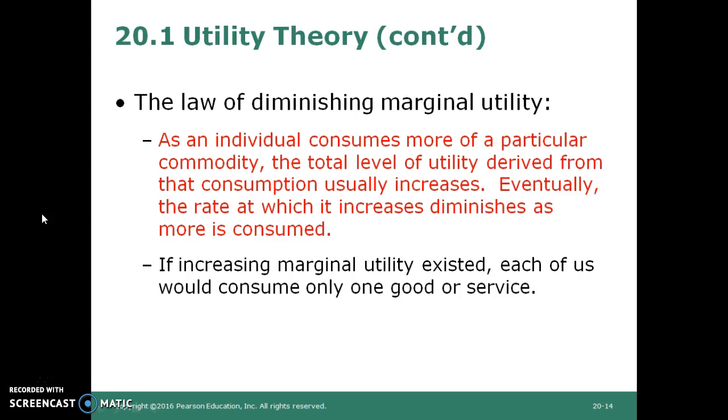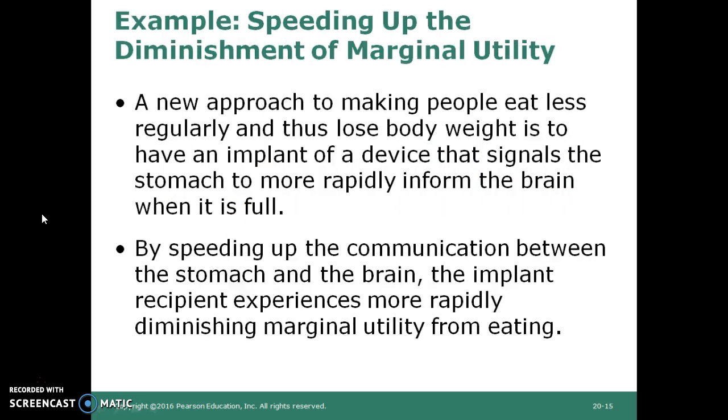So now, the definition that's very important is, as an individual consumes more of a particular commodity, the total level of utility derived from that consumption usually increases. Eventually, the rate at which it increases is going to diminish as more is consumed. So we're not going to get as much as we had before. So we're going to get less and less and less. We do get some satisfaction, but not as much as the previous.